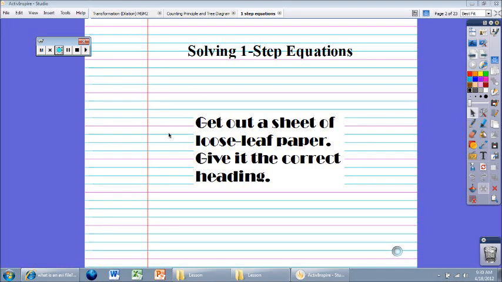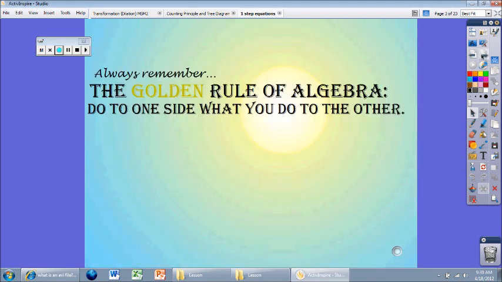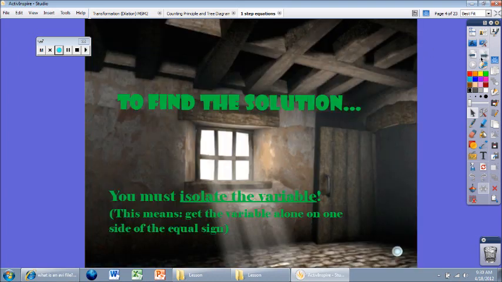Okay, today we're going to talk about one-step equations, so solving and finding the solution to those. First of all, the golden rule of algebra. What we do to one side of an equation, we must do to the other side. That's always the golden rule. It's like a balancing scale. We want to make sure that we do the even things on both sides. So if you do one thing to one side, you got to do it to the other.